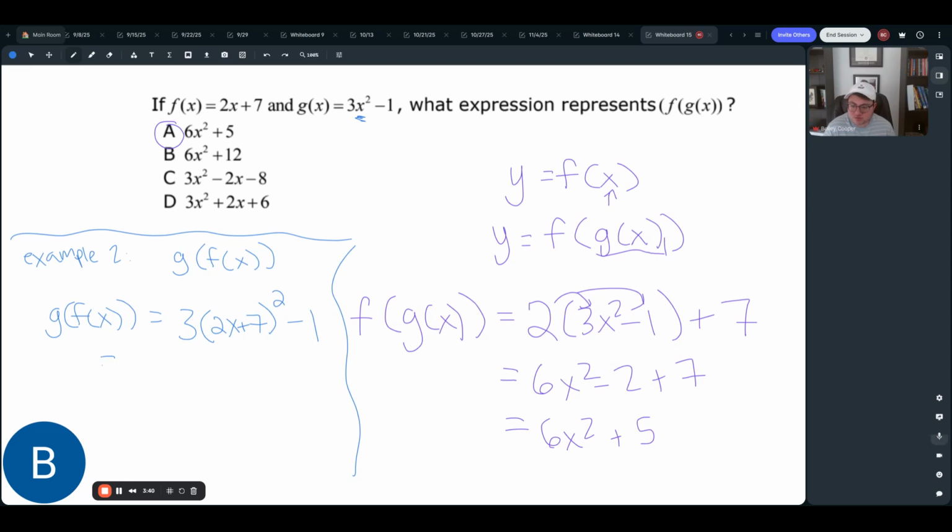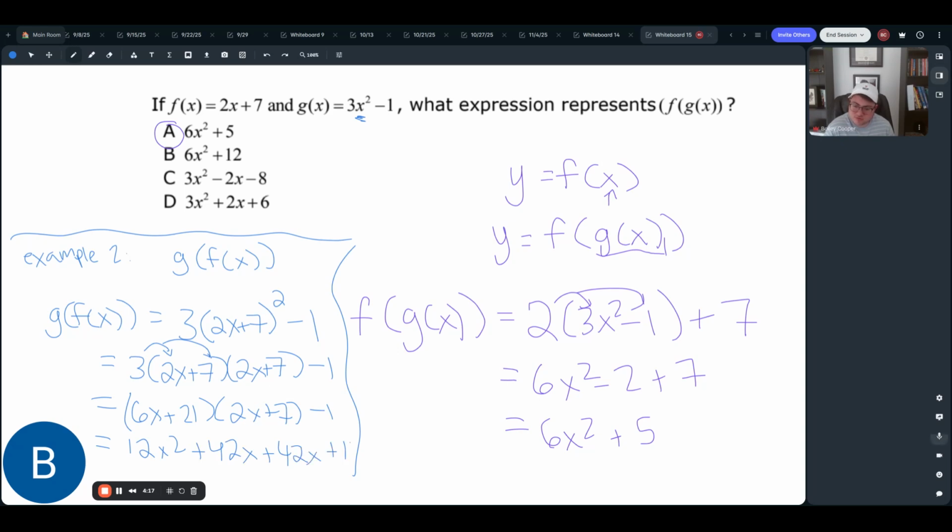And then we can simplify this. So something to be really wary of, squares do not distribute. So something I always do instead is just rewrite it as 2x plus 7 times 2x plus 7 minus 1. We can start distributing here. So it'll be 6x plus 21 times 2x plus 7 minus 1. And then we can distribute some more or FOIL if you want. So that's going to be 12x squared plus 42x plus 42x plus 147, I think, minus 1.